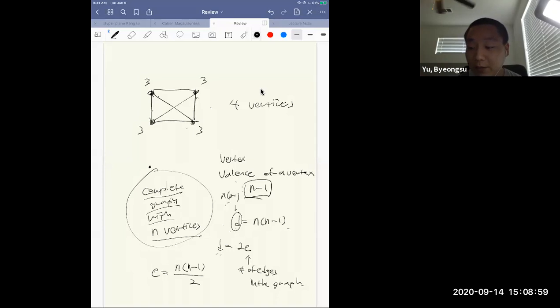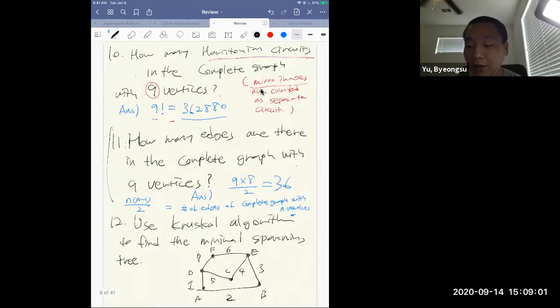So apply this formula to our question. Then you have 9 vertices, and each vertex has degree 8. So it is 9 times 8 over 2, which is 36. And please be careful about the calculation, because I got it wrong the first time. And thank you, Dawson, for correcting me. But anyway, do you have any questions on 11 or 10?